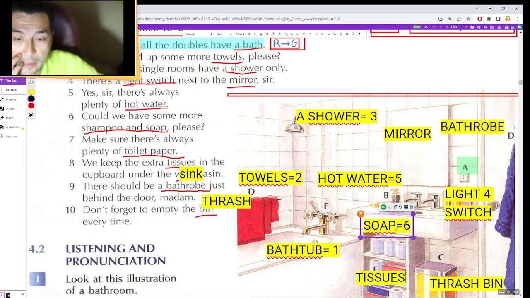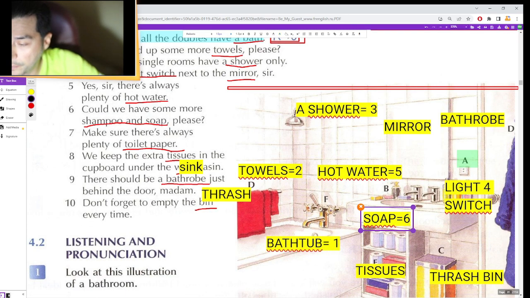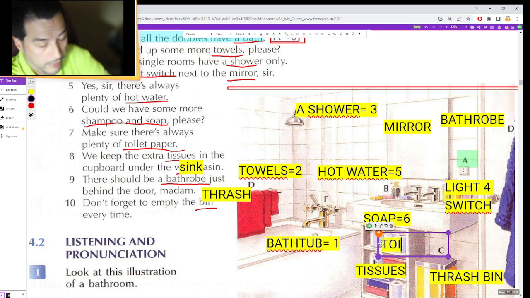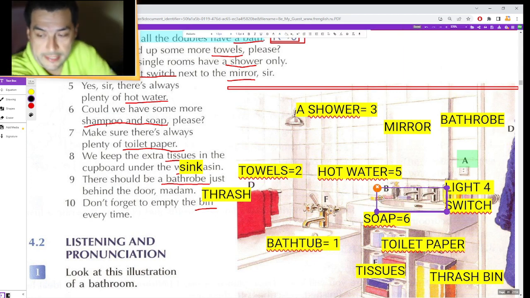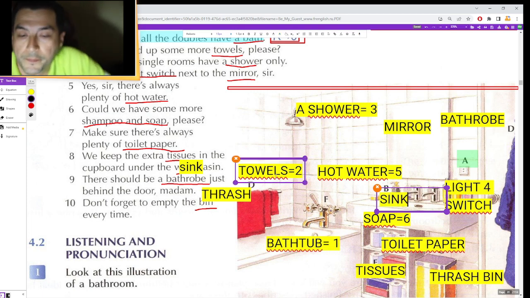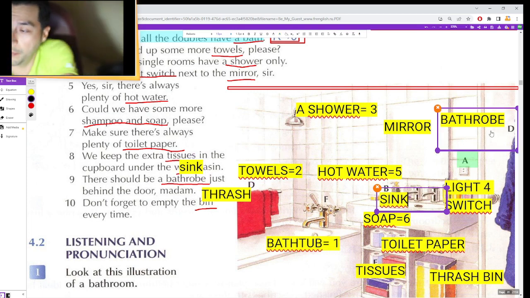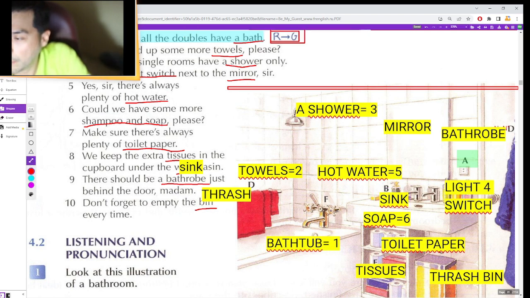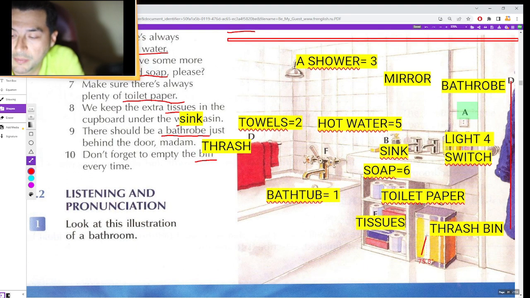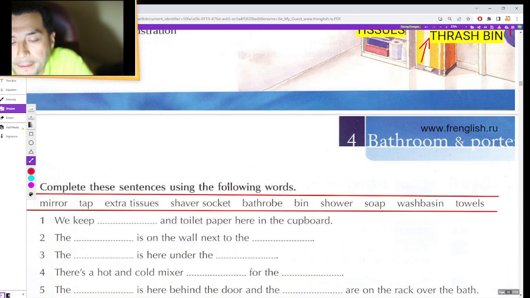Toilet paper. Oh, here's the toilet paper right here. The sink. This is the sink. The bathrobe. This is the bathrobe. Bathroom. And the trash bin. Trash bin.